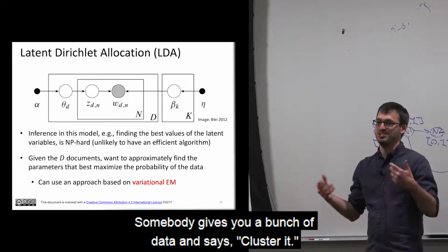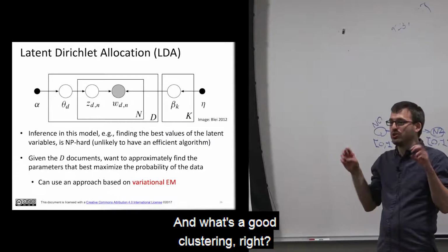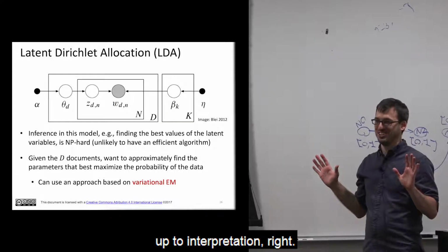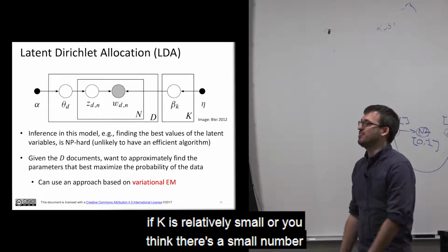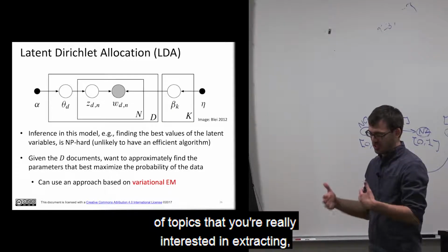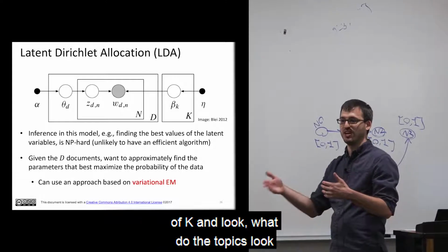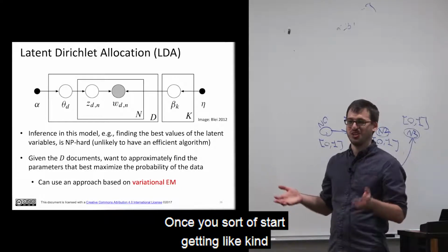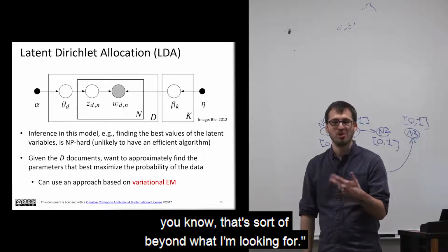It's sort of by analogy with clustering applications, right? If someone gives you a bunch of data and says cluster it, you also don't know how many clusters there are. What's the right number of clusters is very much up to interpretation. So, depending on your application, if K is relatively small, or you think there's a small number of topics you're really interested in extracting, you might just do this by inspection. You run the algorithm a couple times with different values of K and look at what the topics look like. Once you start getting nonsense looking topics, you might say, okay, that's beyond what I'm looking for.